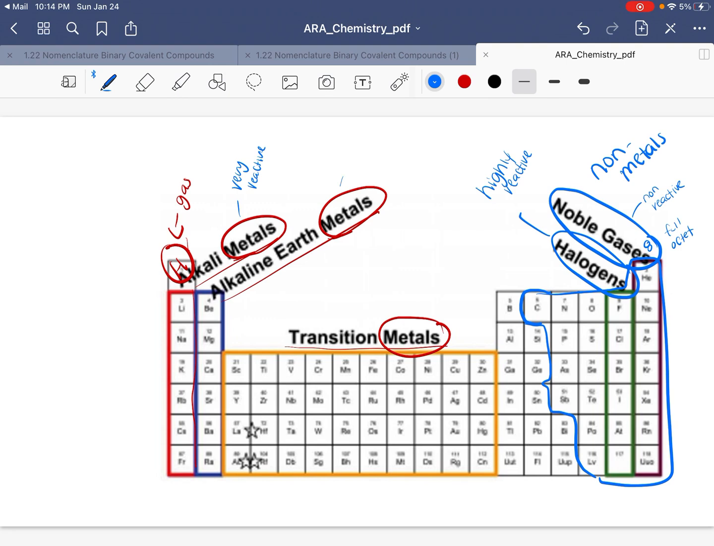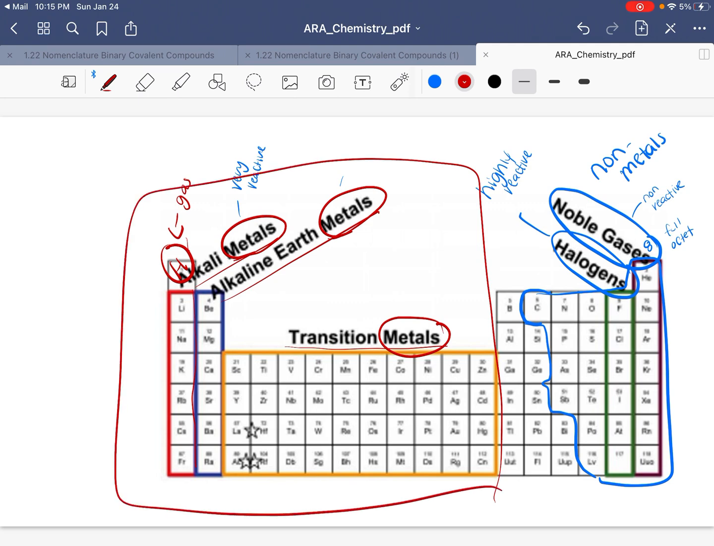Alkali earth metals will react, but it already has 2. It's a little blah. And transition metals, guys, are pretty lazy. Like, they'll react if they want to. They won't react if they want to. So again, alkali metals, alkali earth metals, and transition metals, this left side of the periodic table is where you have your metals. And then over here on the right side, you have your non-metals.